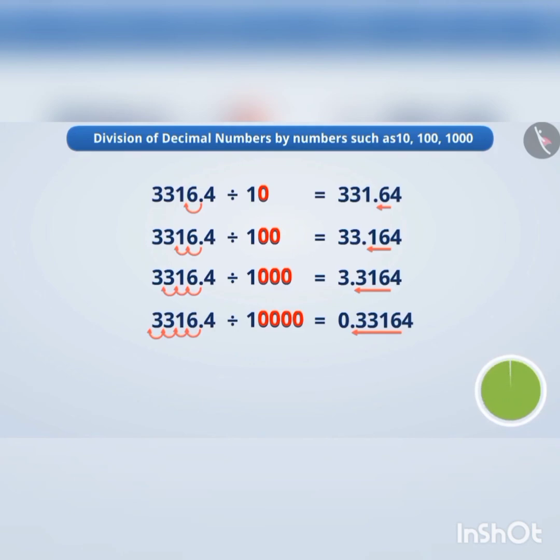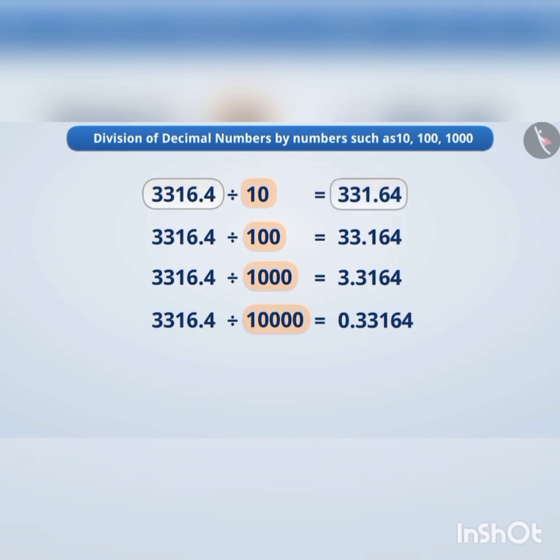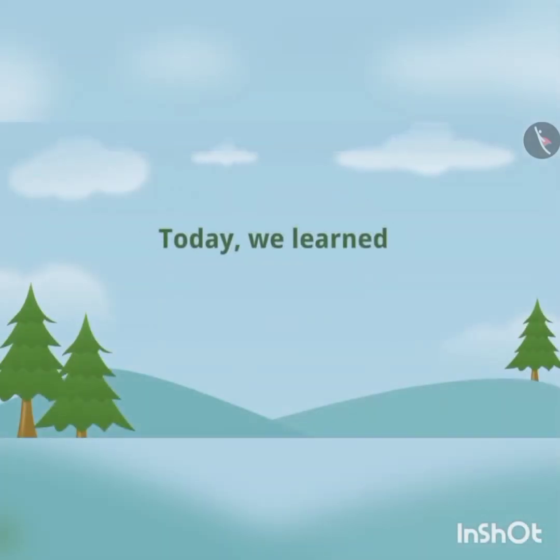Let me tell you, when a decimal number is divided by 10 or a multiple of 10 such as 100, 1000, 10,000, then the digits of the result and the decimal number remain the same, but the decimal point moves to the left as many places as the number of zeros with 1. So today, we have learned division of decimal numbers.